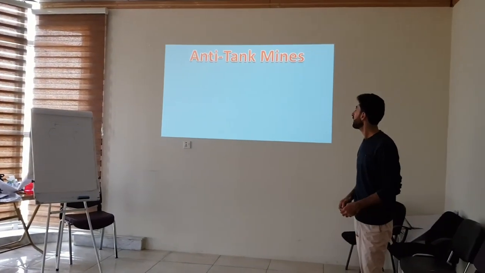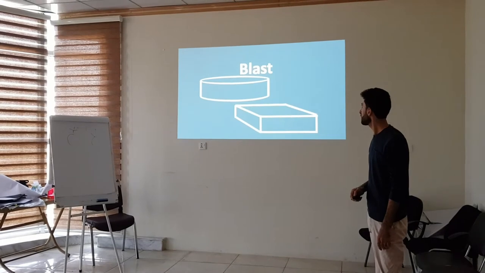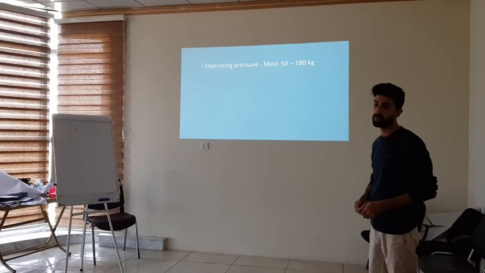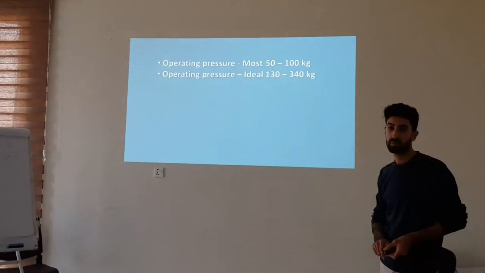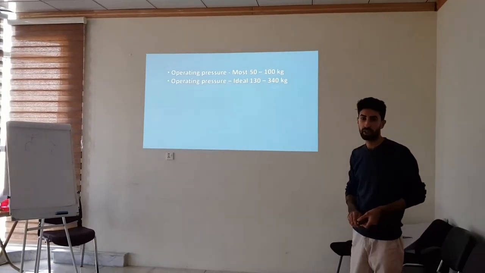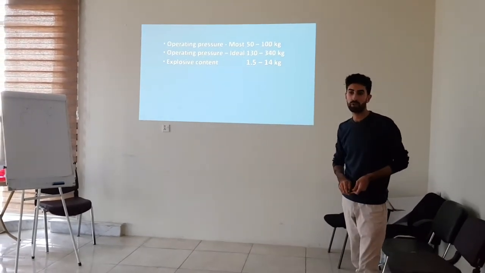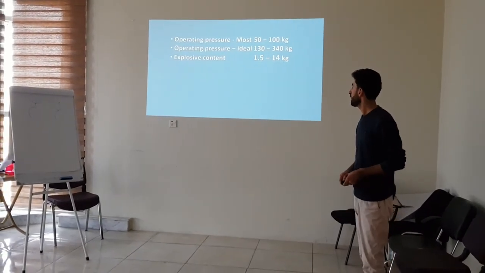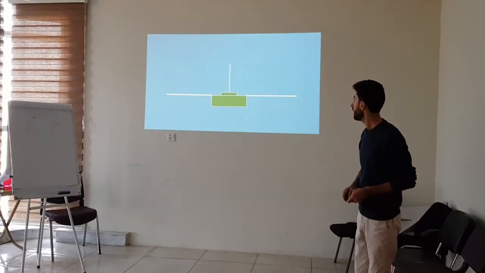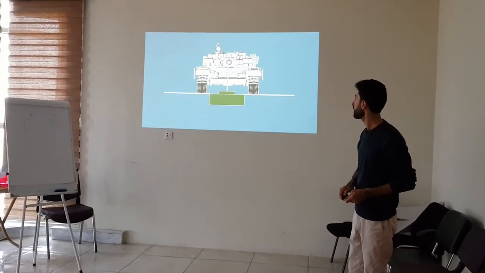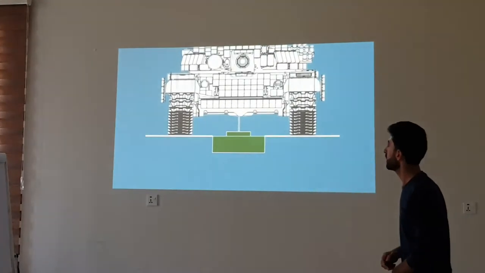The other kind is anti-tank mines, or ATM. Blast: the operating pressure is from 50 to 100 kilograms, and the ideal operating pressure is 130 to 340 kilograms, because it's used for vehicles, not for humans. But whenever you see it, you should avoid it, because a mine is a mine. Explosive content is 1.5 to 14 kilograms, and this is the explosion weight. Touch it, and it will explode.